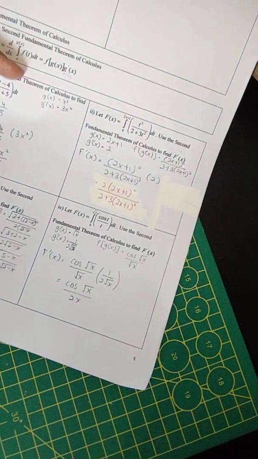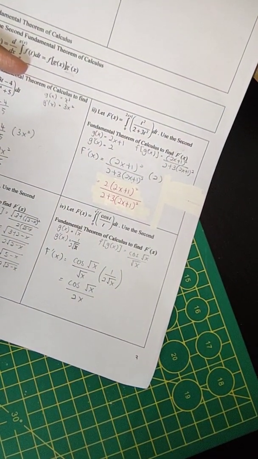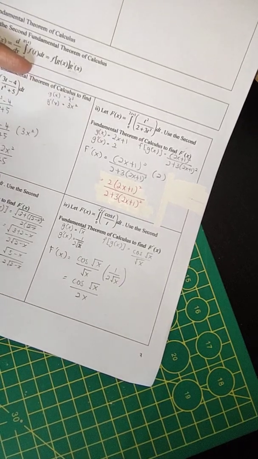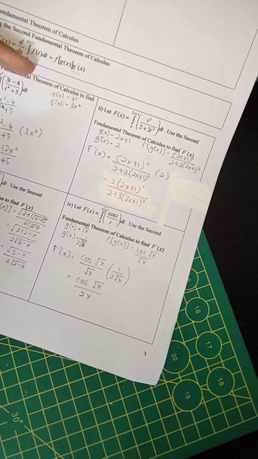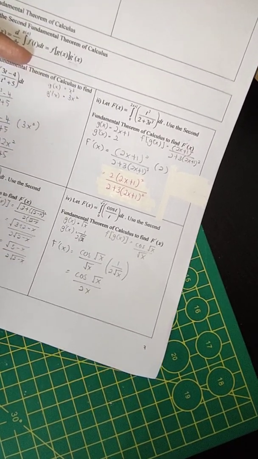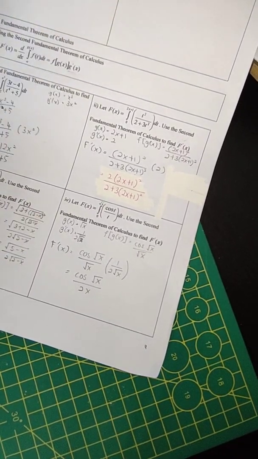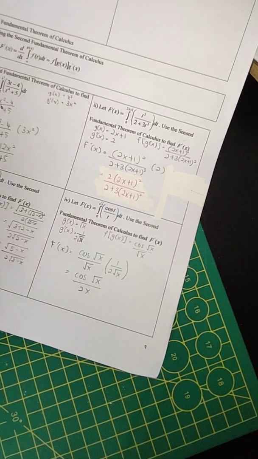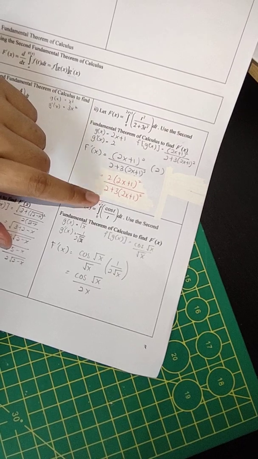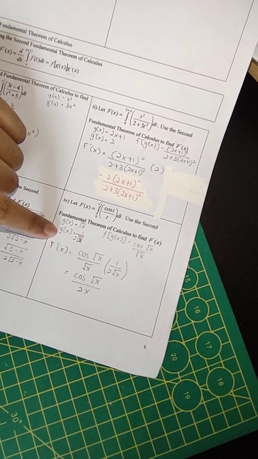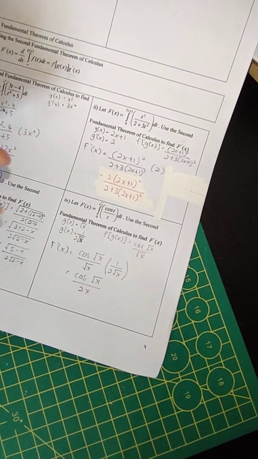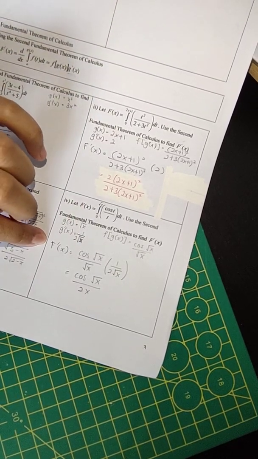So last is let capital F(x) equal to integration from 0 to square root x cos t over t dt. Use the second fundamental theorem of calculus to find capital F prime x. Okay, so first of all kita kena check dulu g(x) dia. So g(x) adalah limit kat atas kali ni, okay, which is square root x. G prime x is 1 over 2 square root x. So awak boleh differentiate sendirilah.